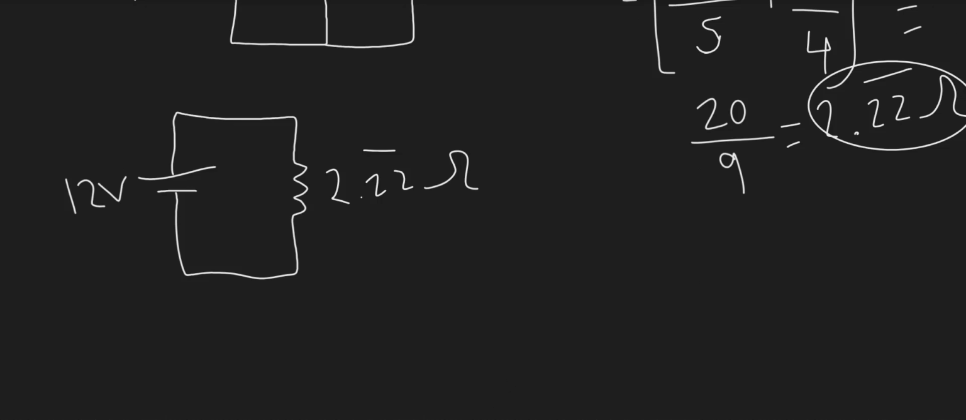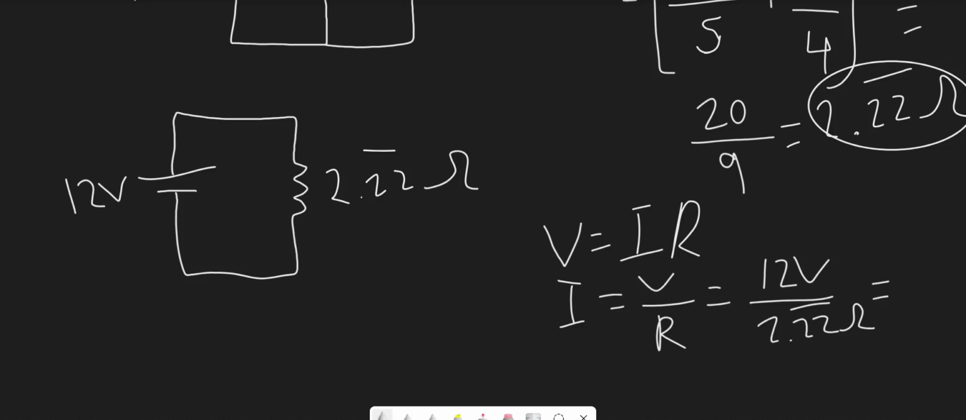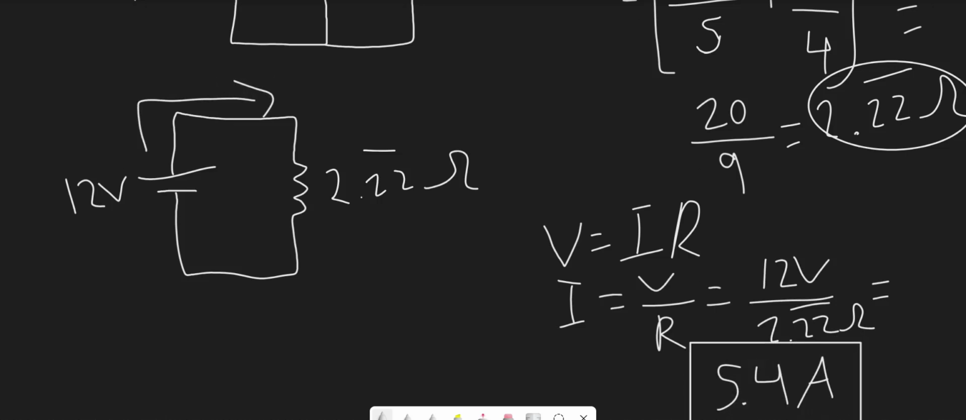And now from here on out, all we have to do is use Ohm's law once more. So it will just be V equals IR. We're solving for the current again, so it's I equals V over R. So we just do 12 volts divided by 2.22, and that should give us 5.4 amps for our current. So we have 5.4 amps of current flowing through this circuit. It's going through the 2.22 ohm resistor and then making its way back over here to the negative terminal.